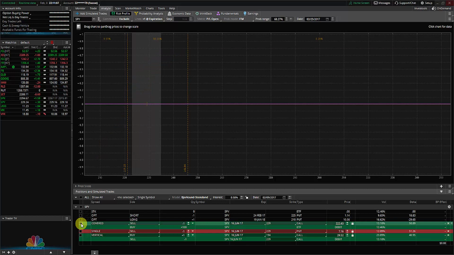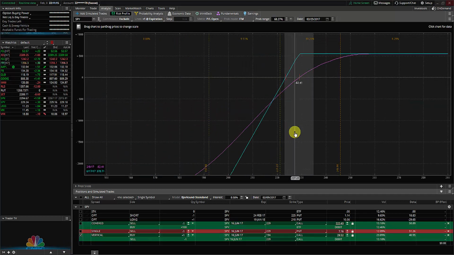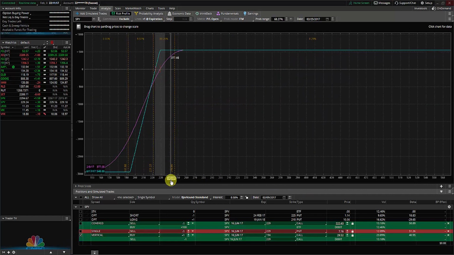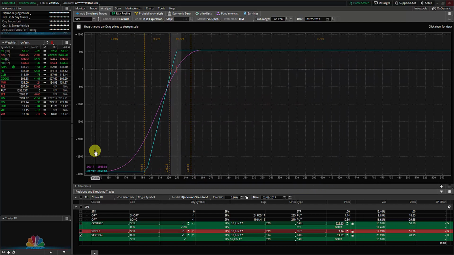And now let's take a look at the poor man's covered call. The poor man's covered call will have a different risk graph. The risk is only limited to the debit paid, which is 2,950. And the profit is slightly lower than a covered call or a naked put, but not by too much. The profit, if the market is above 229, will be $550.